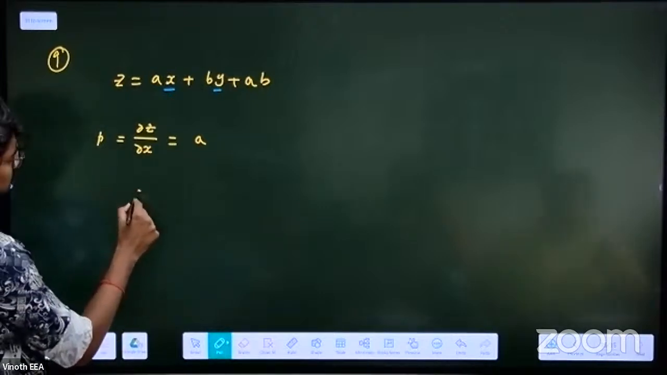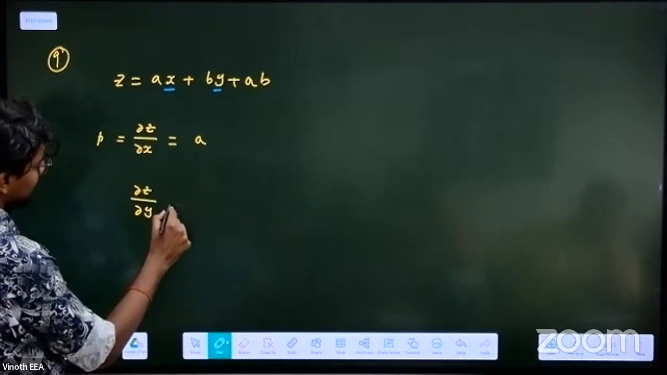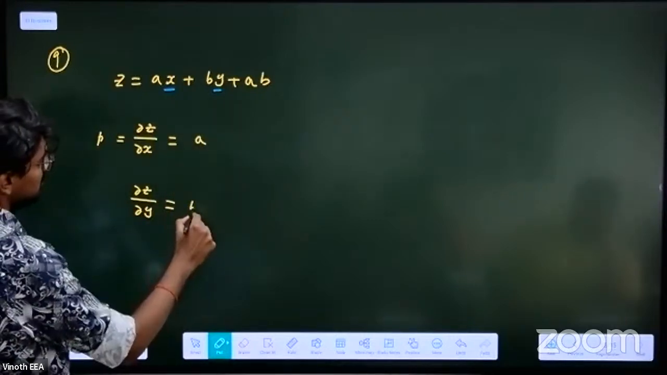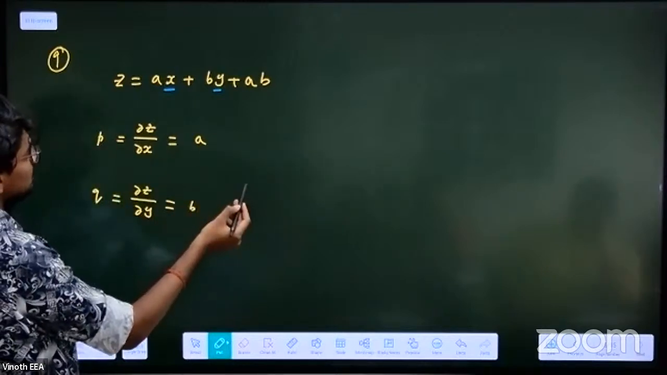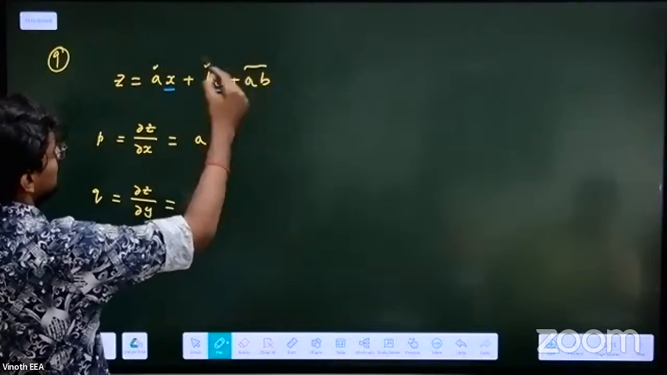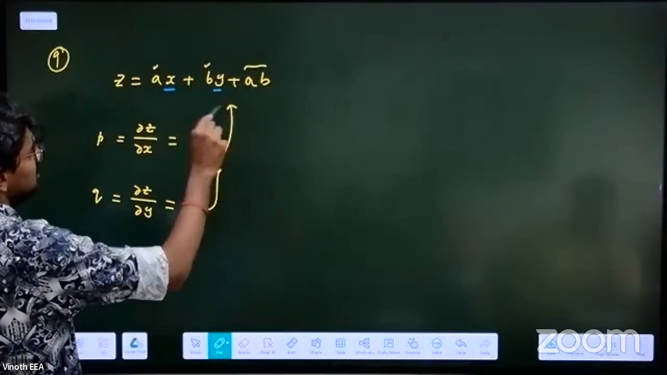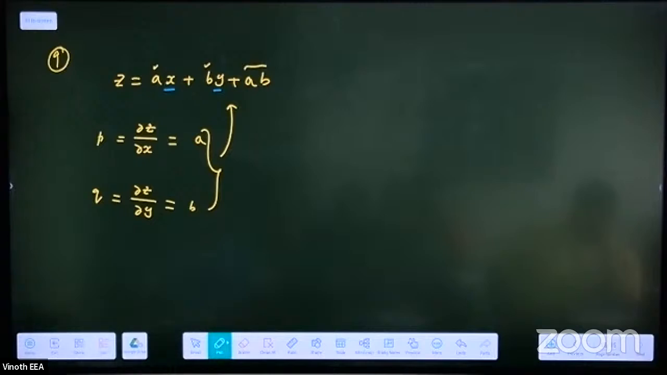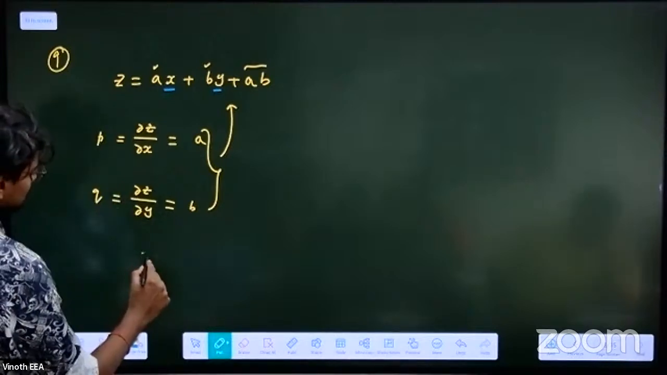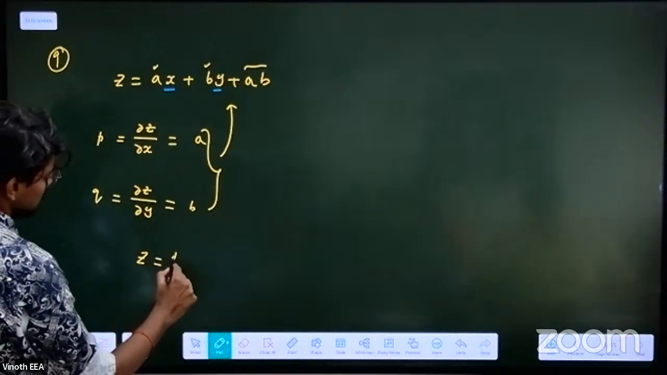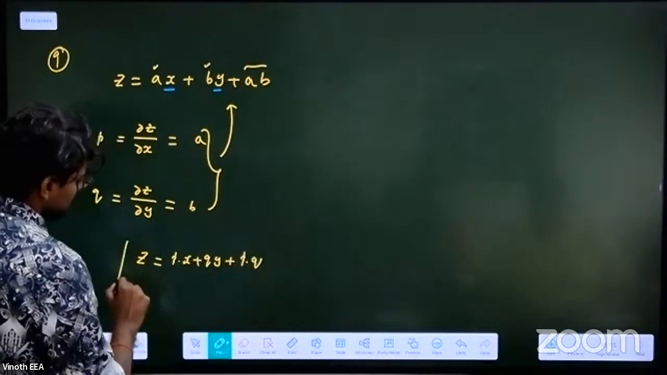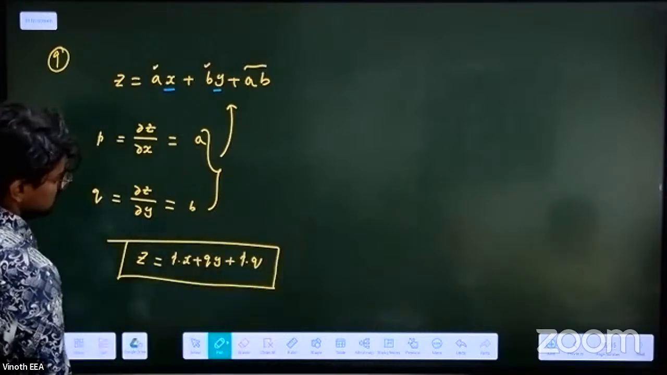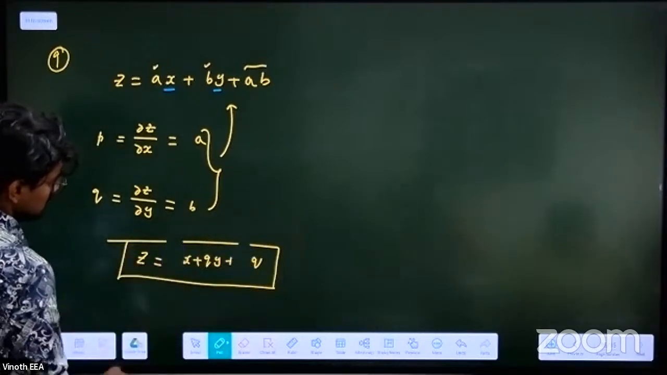What about q? Dou z by dou y is simply b. Differentiate this partially with y. That is our q. I just want to eliminate a, b, and ab from this equation. So simply substitute this here. Wherever a is there, replace it with p. Wherever b is there, replace it with q. That's it. So my equation is z equal to px plus qy plus p into q. Copy this.